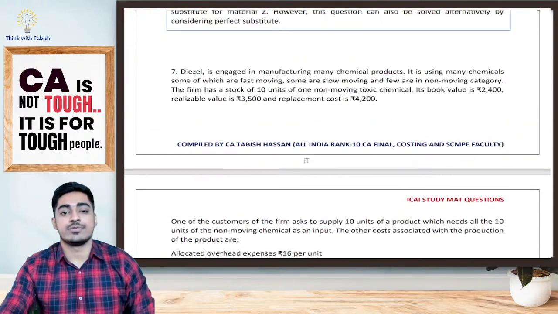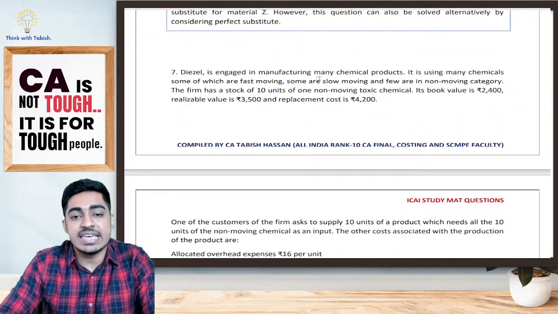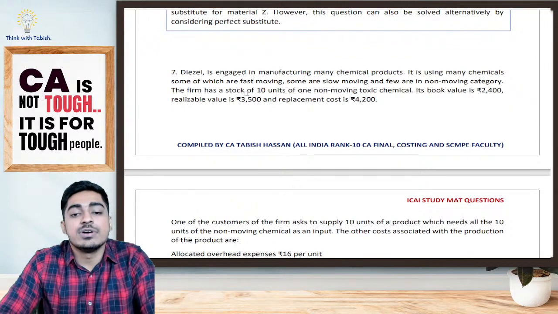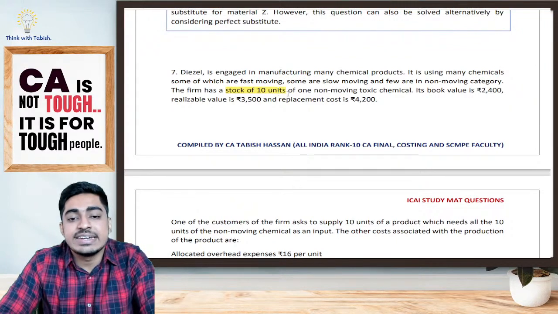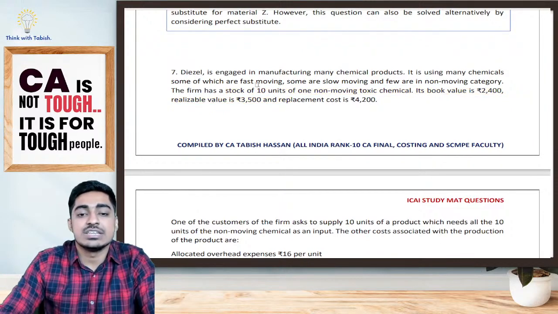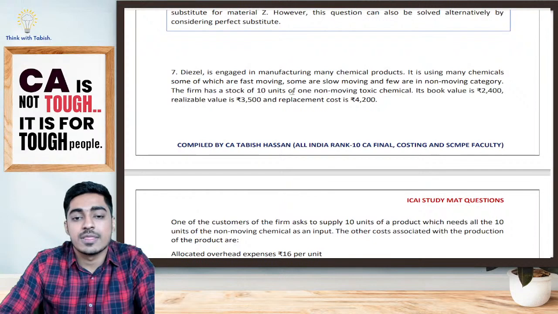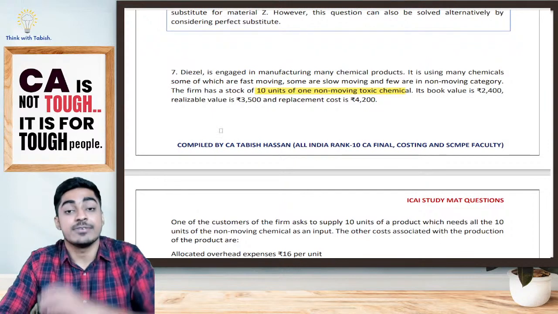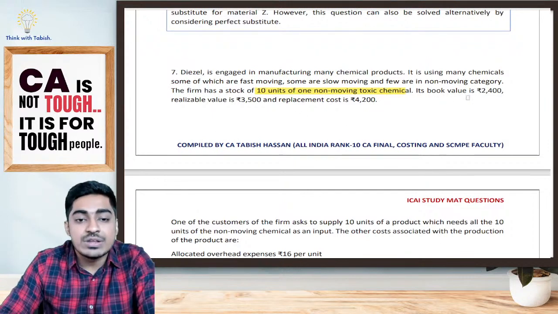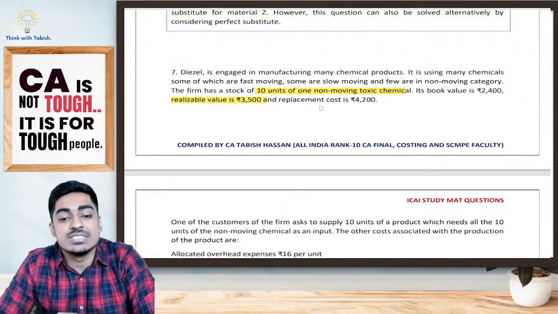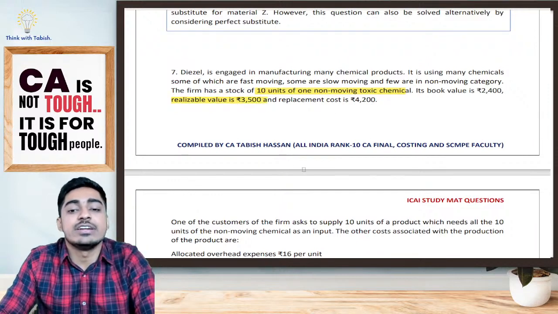Let us have a look at the question. Diesel is engaged in manufacturing of chemical products. Okay. The firm has in stock 10 units of non-moving toxic chemical. Yes, it is already having 10 units in stock. Yes, it is a non-moving item. We are not using it presently, but we are having it in stock. Book value is given, realizable value is given, replacement value is given. Yes, so which is relevant, students?